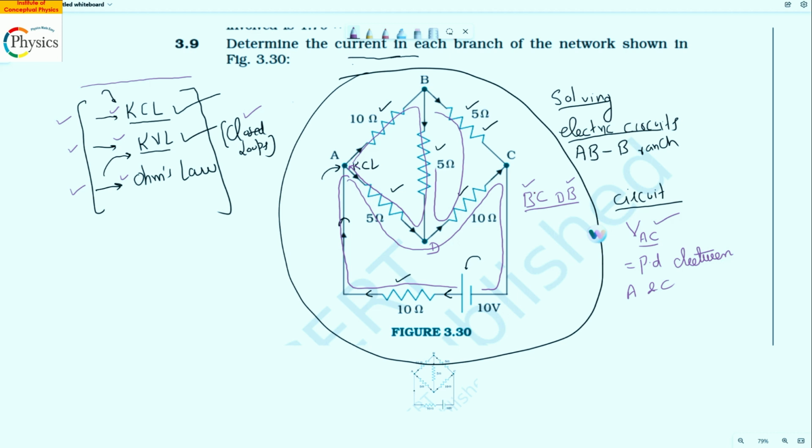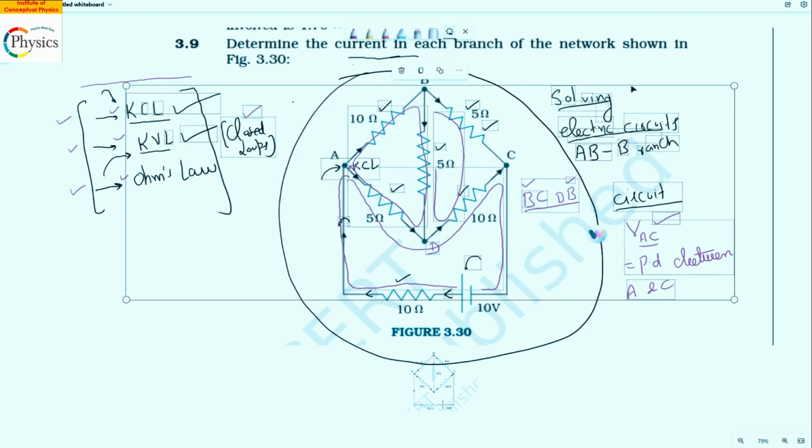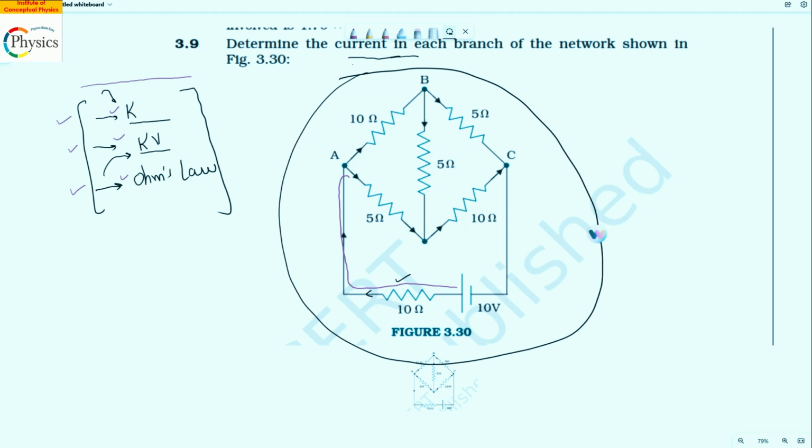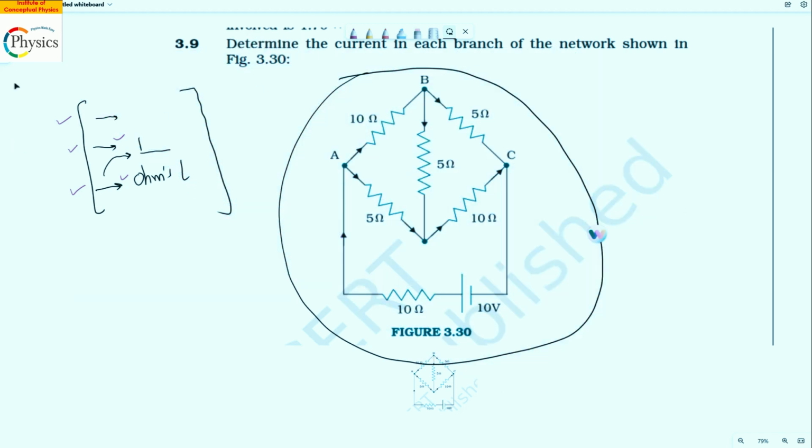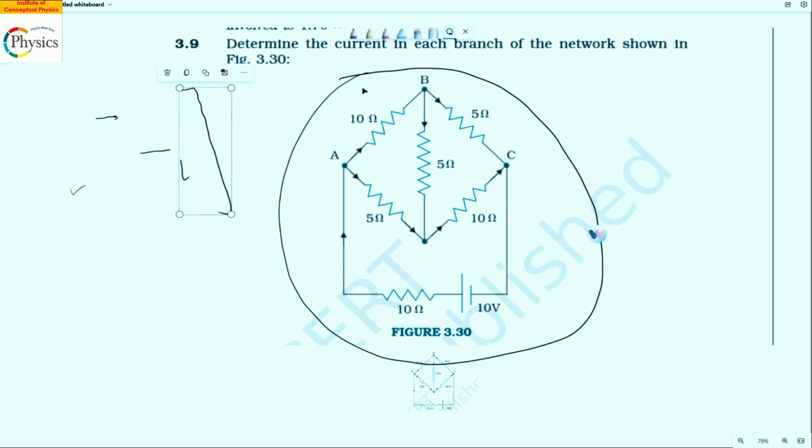If you have not understood these rules, go to my YouTube channel, search for the playlist Current Electricity, and watch all my videos on Kirchhoff's law and Ohm's law. All right, now let's try and solve this question, and I will just remove what I've written, and then we will solve this, okay? Because we are doing it on a real-time basis. All right, so I will just remove this, and we will then solve this.